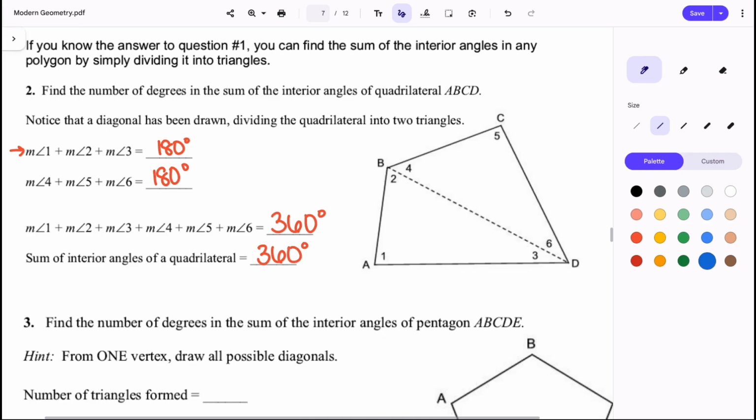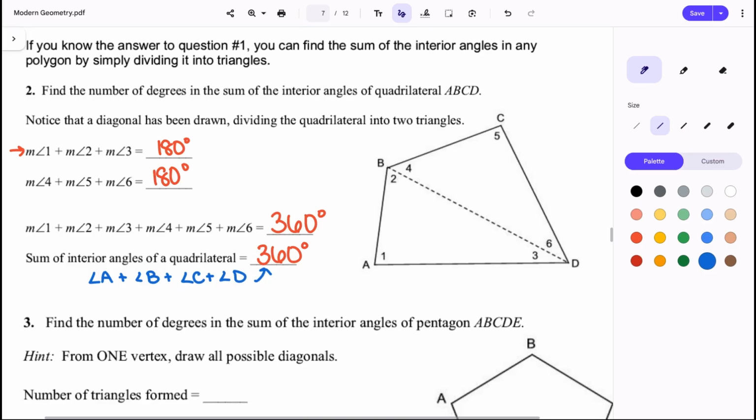For this shape, that would mean all of angle A plus all of angle B, all of C, and all of D would equal 360 degrees. Not so much the 1, the 2, the 3, because some of those aren't going to be an entire interior angle anymore. I'm talking about all the corners of your original shape before you drew in any of the diagonals would add up to 360 for a quadrilateral.